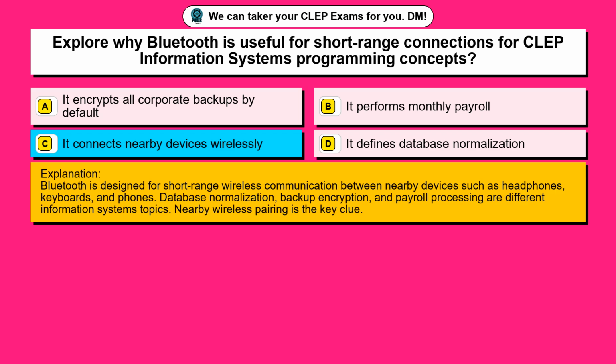Bluetooth is designed for short-range wireless communication between nearby devices such as headphones, keyboards, and phones. Database normalization, backup encryption, and payroll processing are different information systems topics. Nearby wireless pairing is the key clue.